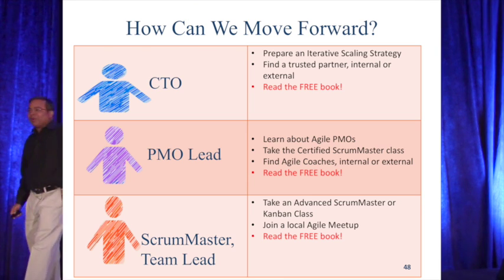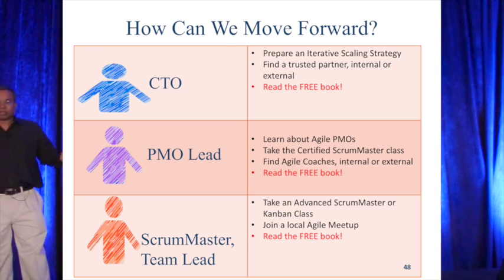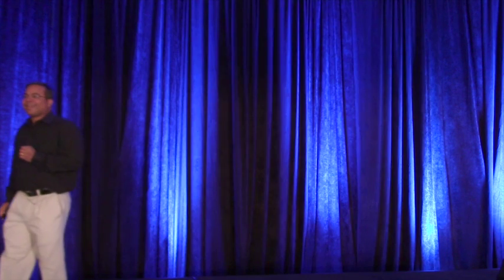Okay, if you're a person in middle management, you want to learn about Agile program management offices, you want to take some sort of basic training class like a ScrumMaster class, connect with Agile coaches either within your company or outside, and read the free book. If you're at the executive level, what you want to do is prepare that iterative scaling strategy, find a partner, and of course read the free book. Or buy one for everyone in your organization.